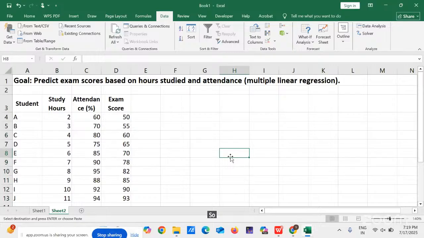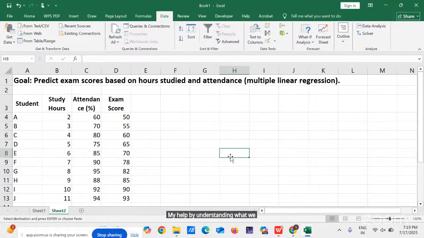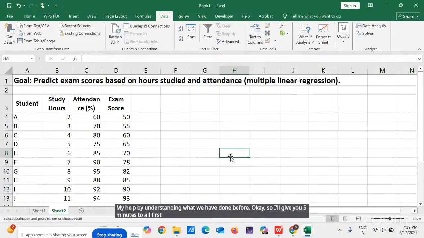So I'll give you first 5 minutes. Try what all you understood in the first model. Everything remains the same by the Analysis ToolPak. First try from your side what all you are able to do. Then after 5 minutes, I will show you the steps. Then you can verify how much you could do without my help by understanding what we have done before. Okay, so I'll give you 5 minutes. First try from your side how much you are able to do.